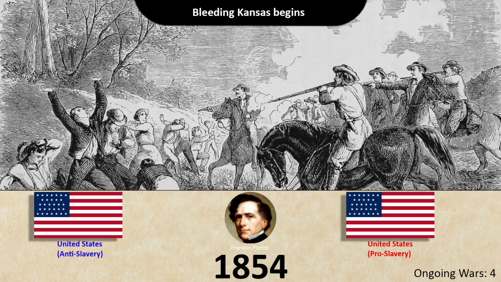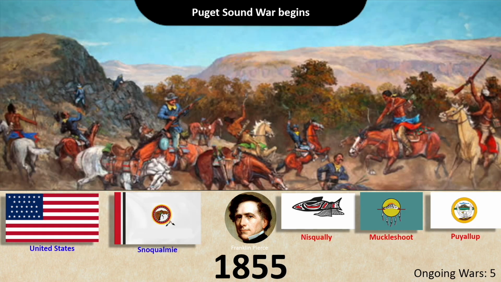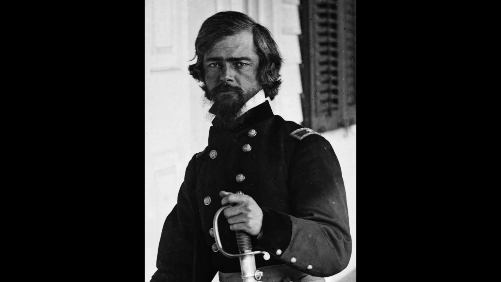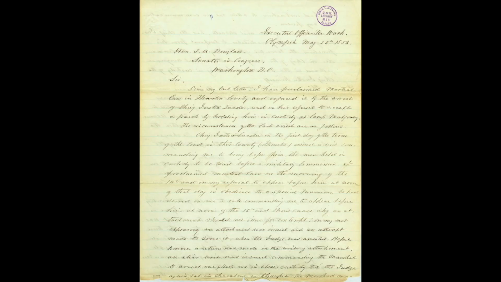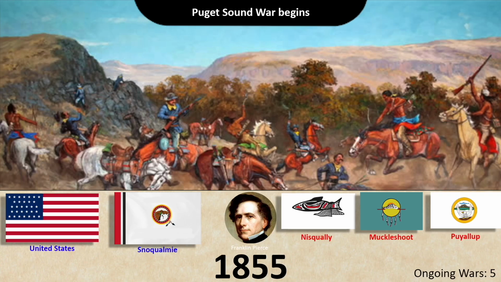The next year, in 1855, the Puget Sound War would begin, and basically this all started with a proposed treaty by Washington Territory Governor Isaac Stevens, and the treaty basically preserved the Native Americans' fishing rights, but it also took away their farming land. And one of the Nisqually chiefs, Chief Leshy, was outraged about this.